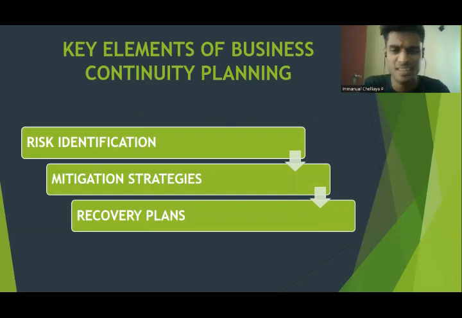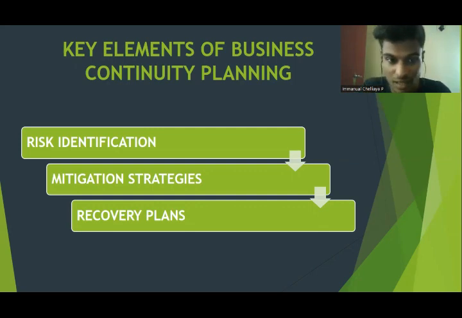First is risk identification. The main element of BCP is identifying any sort of risk, such as natural disasters like earthquakes and hurricanes, cyber attacks that could occur on the organization's systems, supply chain issues that could occur in production management, and also market fluctuations and economic crisis, which could be external risks to the organization. So this is one of the key elements of BCP.